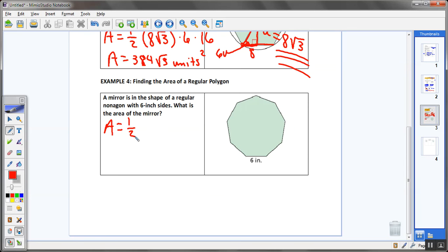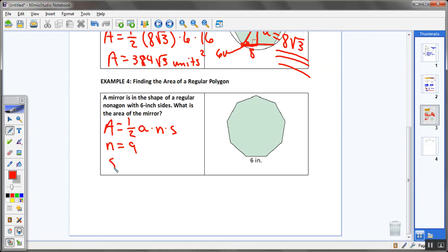Oop, that's for the rhombuses or the kite. The one we just did up here. Core concept on the top of your page. Half times the apothem times the number of sides. So half times little a times little n times little s. Is that right? Okay, let me ask a question. Do we know what the apothem is? No. Do we know the number of sides in a nonagon? Yes. Okay, we know n is going to equal what value here, kids?